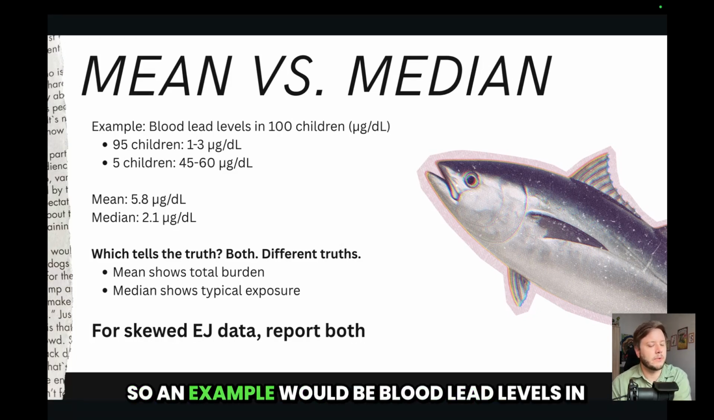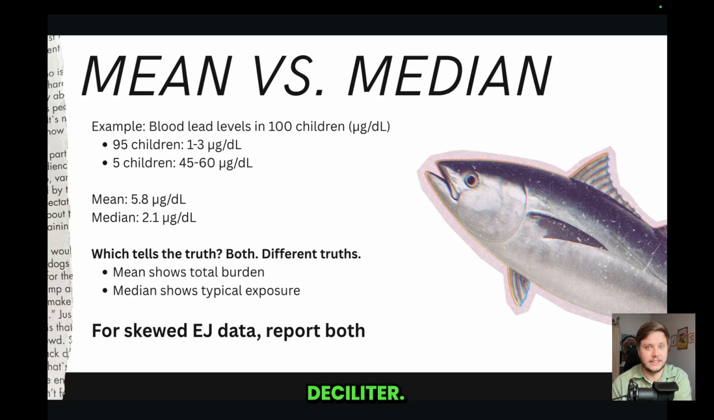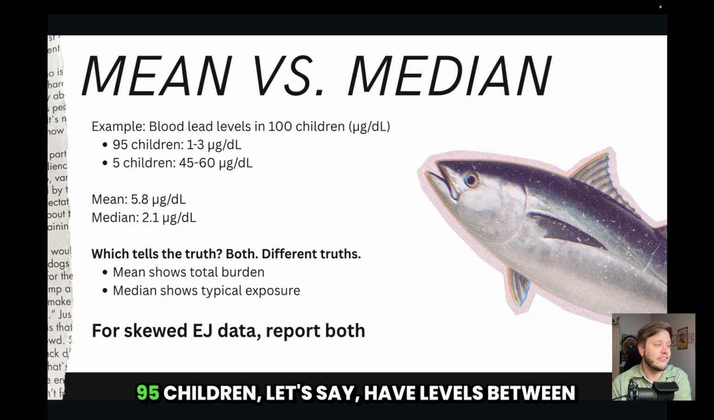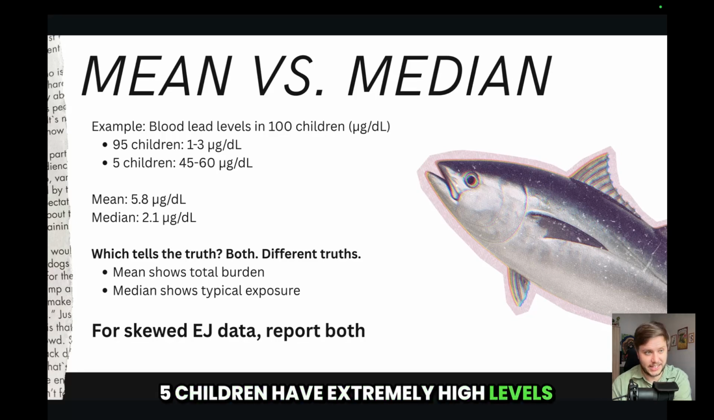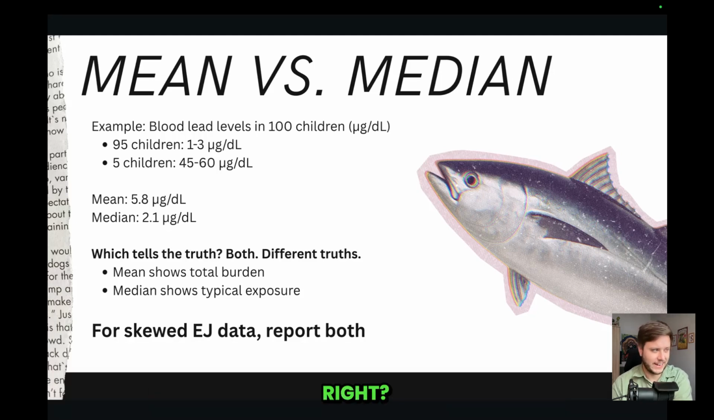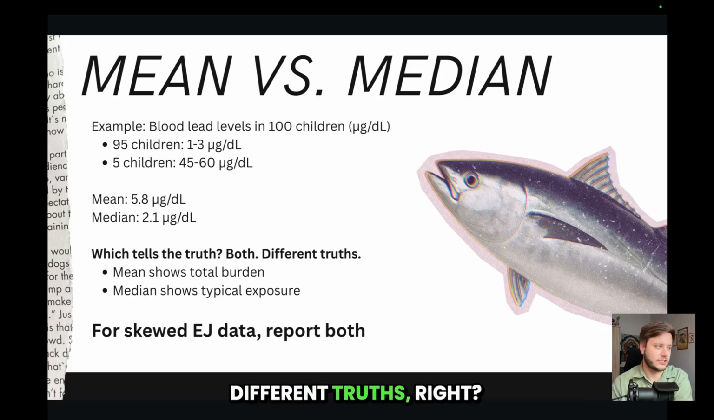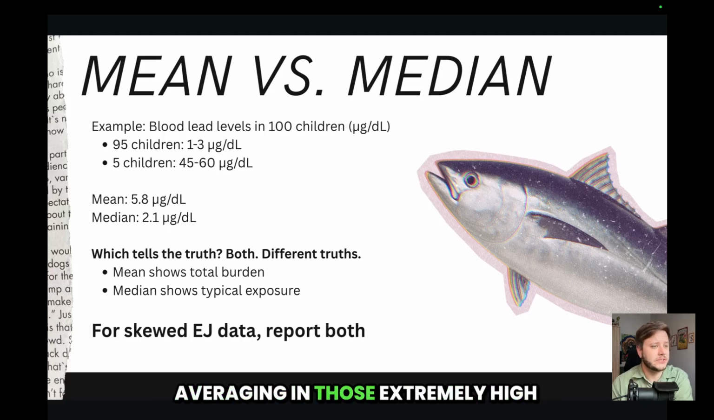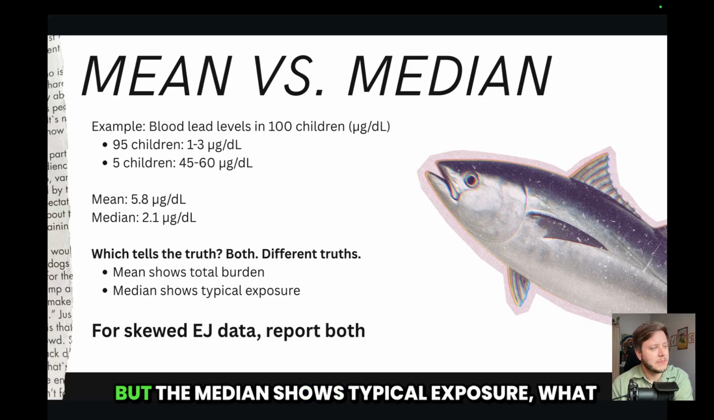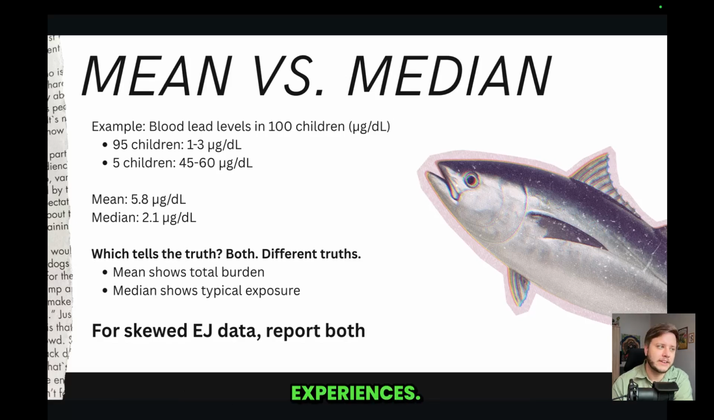Okay. So, an example would be blood lead levels in 100 children, measured in micrograms per deciliter. 95 children, let's say, have levels between 1 and 3. 5 children have extremely high levels between 45 and 60. So, now we need to calculate the mean, calculate the median, and then which tells the truth? Well, both. Different truths, right? The mean is showing the total burden, averaging in those extremely high exposures. But the median shows typical exposure, what a randomly selected child likely experiences.